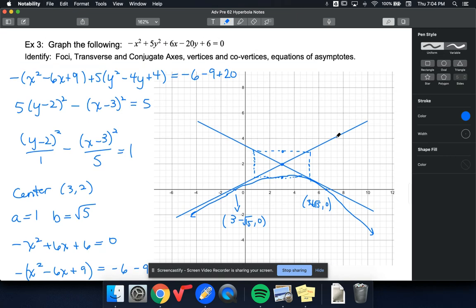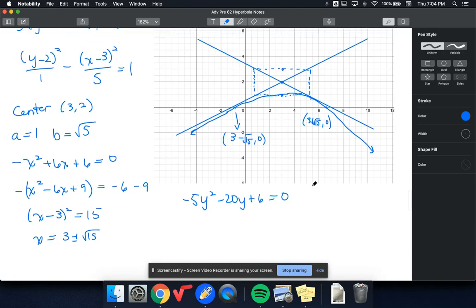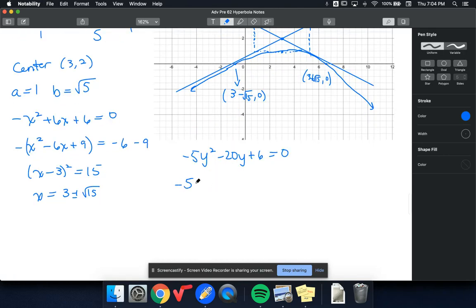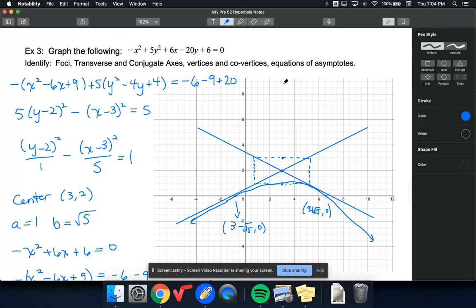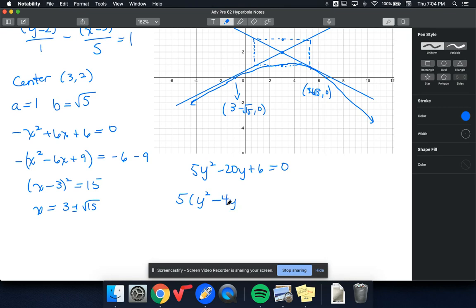5y squared minus 20y plus 6 equals 0. I'm going to do the same thing. Why did I write negative 5y squared? That should be positive. All right, so take out the 5, y squared minus 4y plus 4. Move the negative 6 to the other side. That's like adding 20, so I'll add 20.